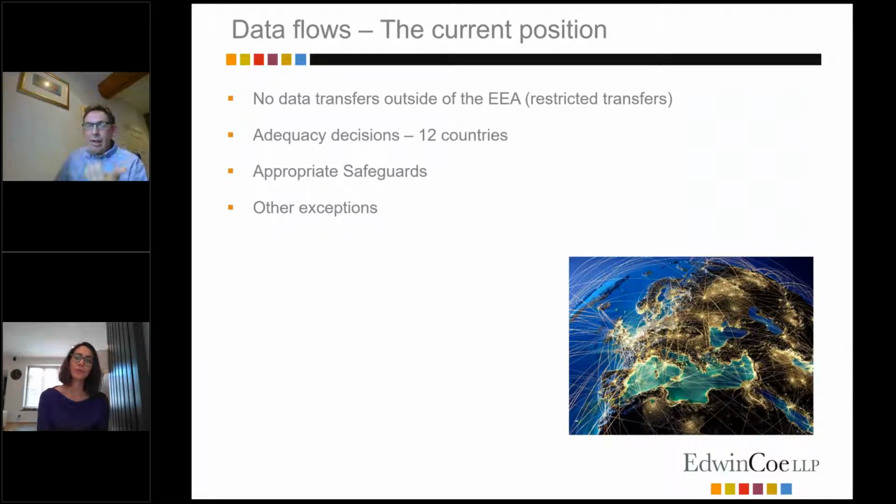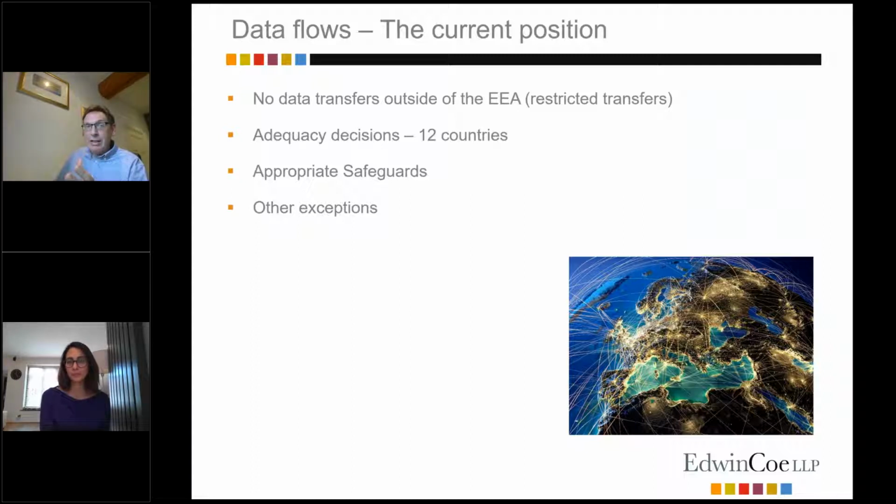And we're going to talk a little bit more about these ways, but they are essentially if you transfer to a country which has a finding of adequacy in its favour, then you can do it. So if it's a country which the EU has decided gives an adequate level of protection, then that's fine. You can go ahead and make your transfer.